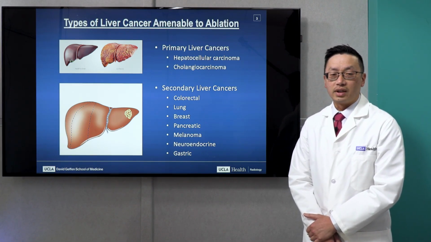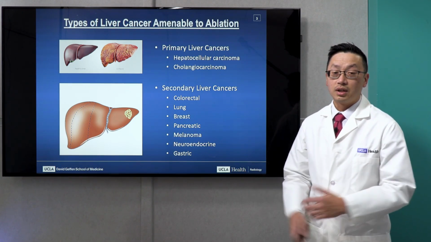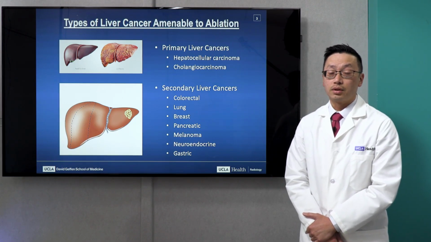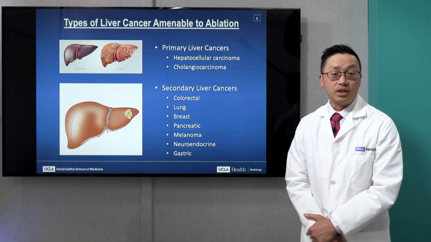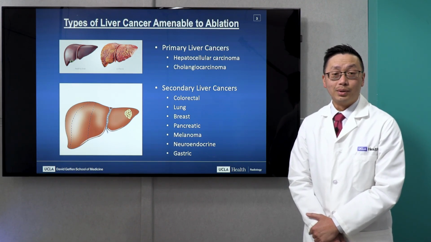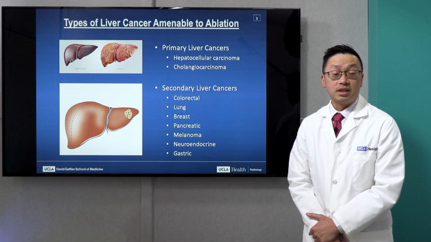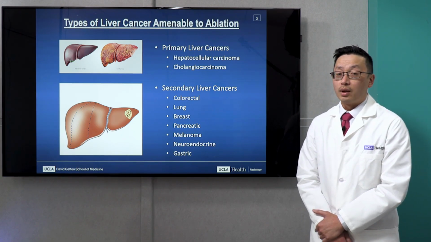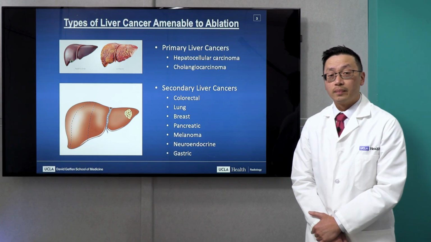Usually we divide liver cancers into two categories, primary liver cancers and secondary liver cancers. Among the primary liver cancers, the most common is hepatocellular carcinoma, which is a tumor that grows in the setting of chronic liver inflammation. And this can include alcoholic cirrhosis, hepatitis B, hepatitis C, or non-alcoholic hepatosteatosis, or fatty liver disease. Another common form of primary liver cancer is cholangiocarcinoma, which is a cancer of the bile ducts.